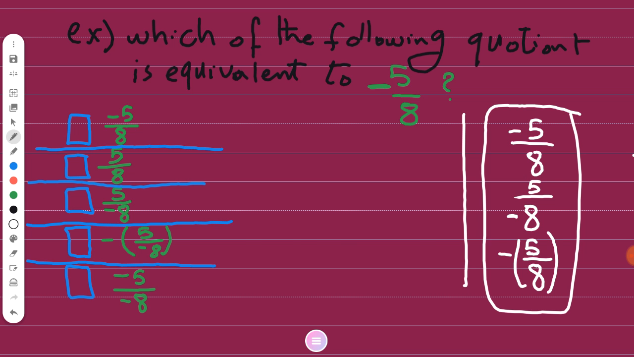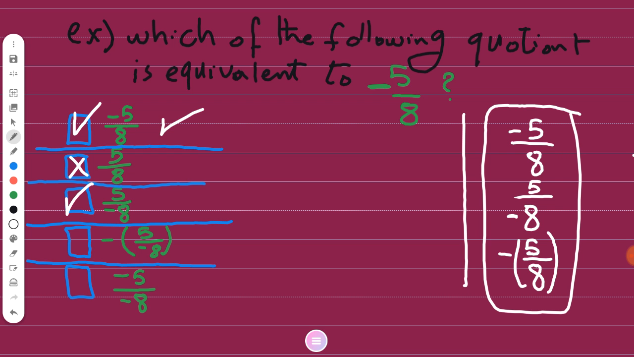Which one is equivalent to negative 5 over 8? Actually, the first one is true. Why? Because the denominator is negative, the numerator is positive, and negative and positive give negative. Yes, it's the same. It's negative. What about the next one? 5 over 8 is a positive number, but negative 5 over 8 is negative, so it's not right. What about 5 over negative 8? As I mentioned before, I can put the negative sign in the numerator, denominator, or the middle, it's the same. So this one can be right.